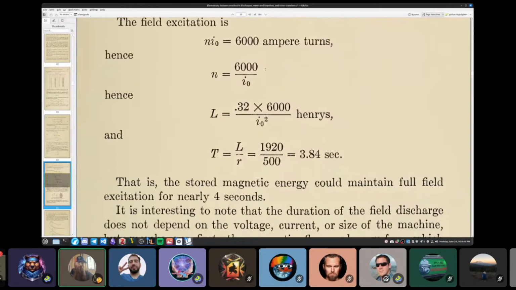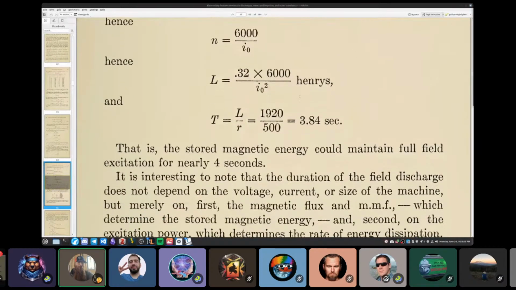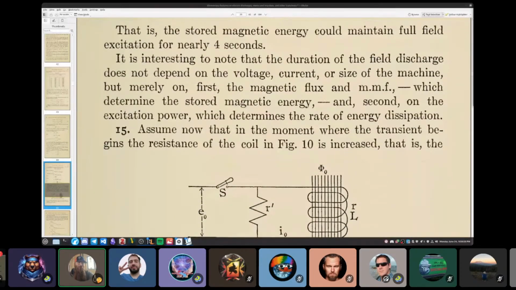All right. The stored magnetic energy could maintain full field excitation for nearly 4 seconds. It is interesting to note that the duration of the field discharge does not depend on the voltage, current, or size of the machine, but merely first on the magnetic flux and MMF, which determine the stored magnetic energy, and second on the excitation power, which determines the rate of energy dissipation.